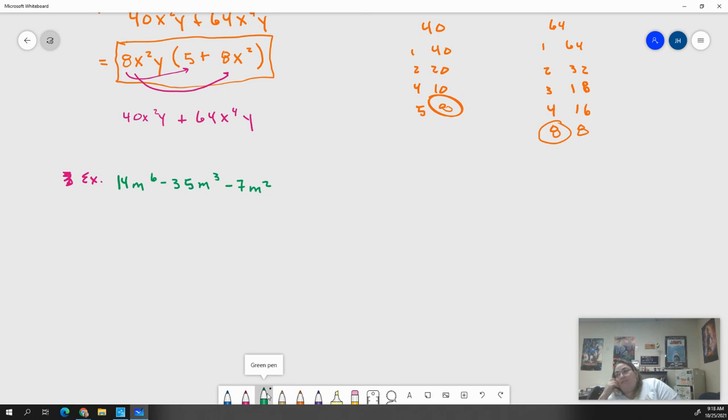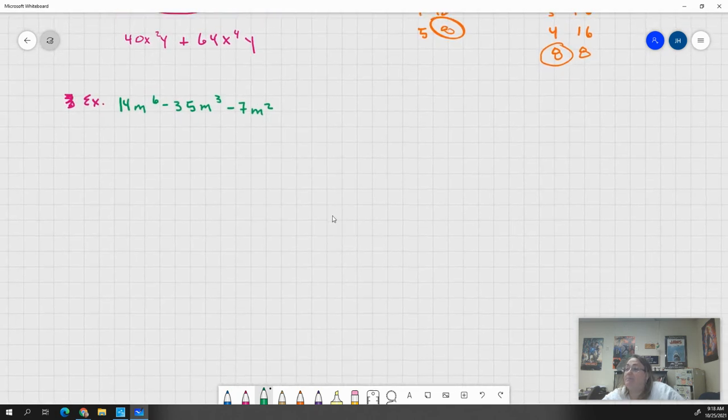This one's for Jeremiah because he's been ready. He's wanted these trinomials. I wanted to make sure he got one. Trinomial, right? We have one term, two terms, three terms. That's what makes it a trinomial because tri means three. Just like a tricycle has three wheels, right?